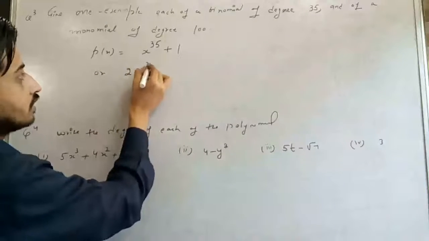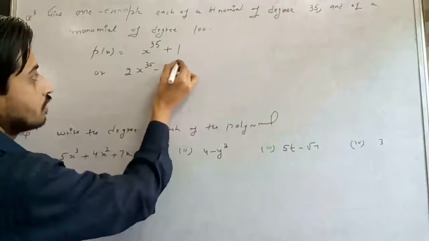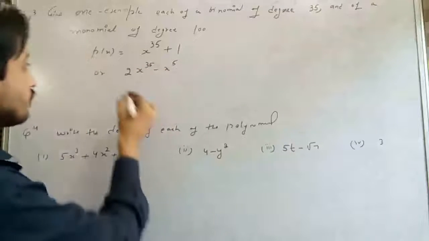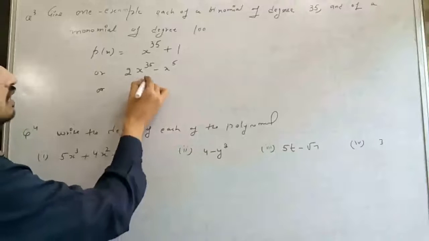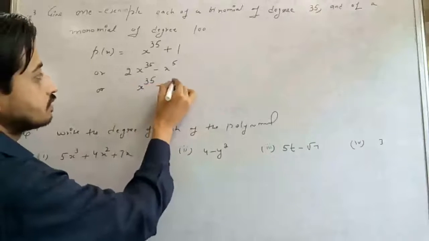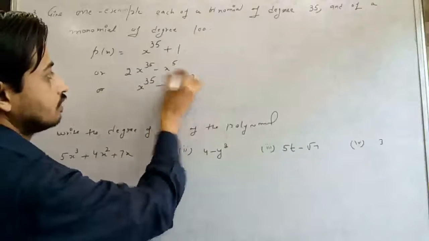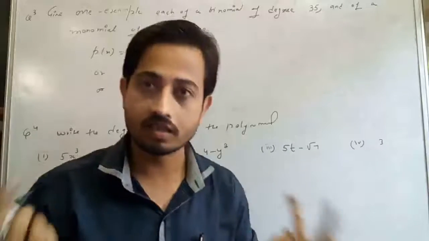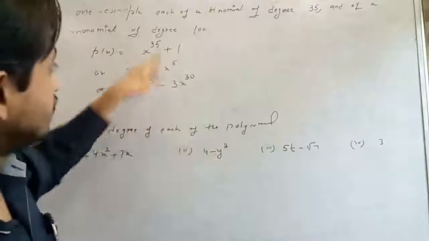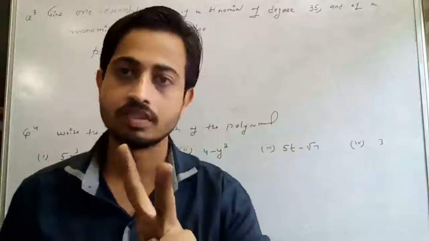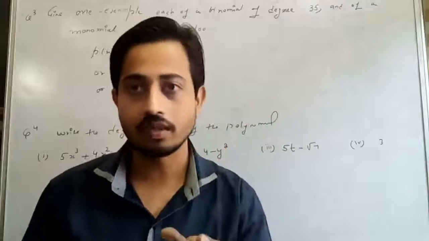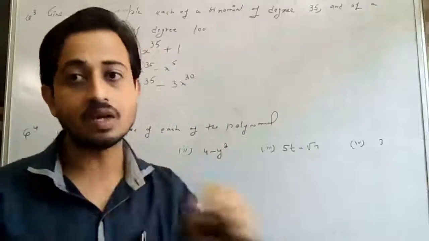2x raised to the power 35 minus x raised to the power 5. This one is for another example. If you take x raised to the power 35 minus 3x raised to the power 30, this is another example. Because in each of these we have only two terms, and two terms is called a binomial, and we have to take the degree of the polynomial.